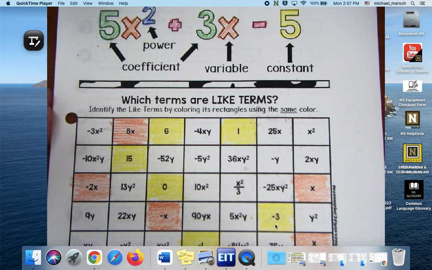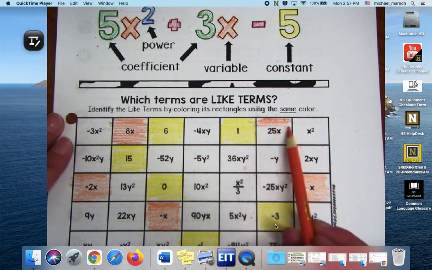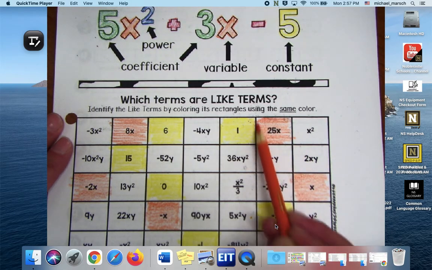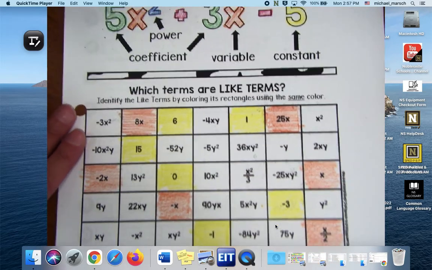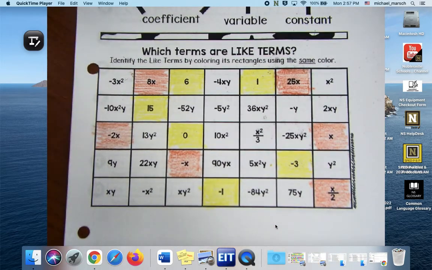Negative x works. The only one I have left is 25x here. Boom. What about negative y? Nope, because it has to be the same letter and the same exponent.